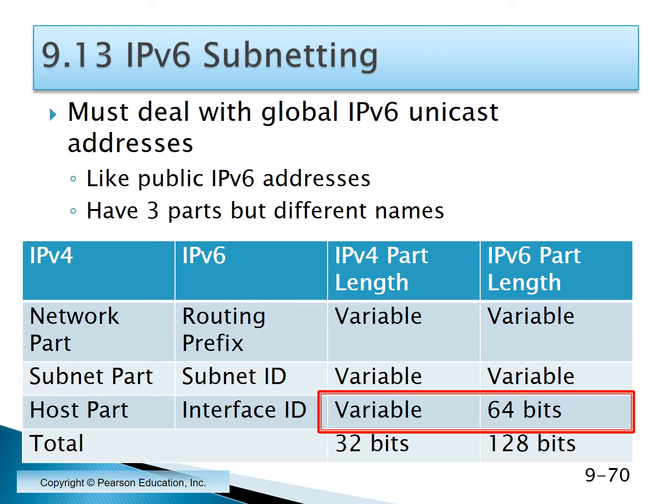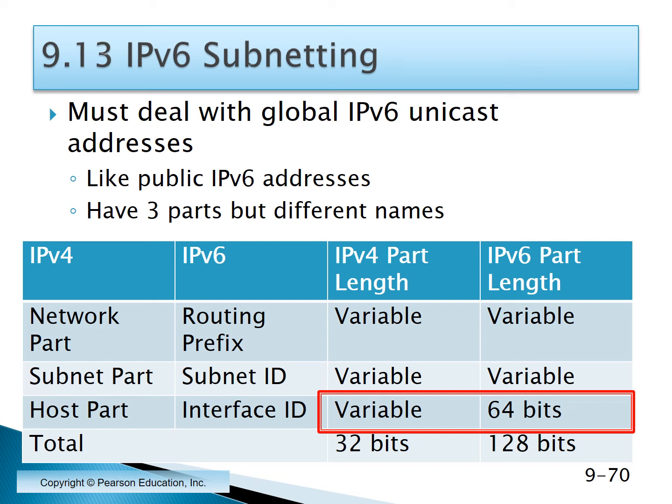So the network devices must also deal with global IP6 unicast addresses. They are just like public IP6 addresses, but they have three parts with different names. Like IP4, where we have the network part, subnet part, and host part that we talked about earlier in this chapter and the last chapter, in total 32 bits, right? For IP6, you have the routing prefix, then the subnet ID, and then the interface ID, and the total is 128 bits. So the routing prefix is just like the network part, the subnet ID is the subnet part, and the interface ID is basically the host part, but in IP6 we call them different names.